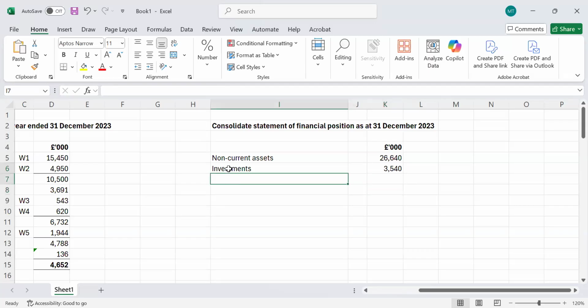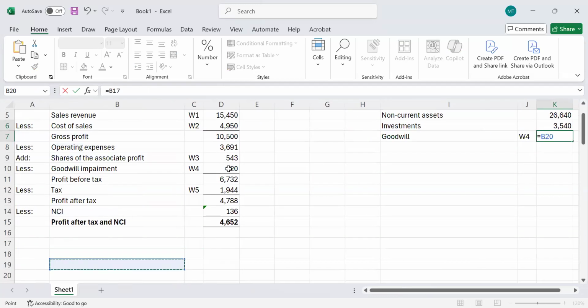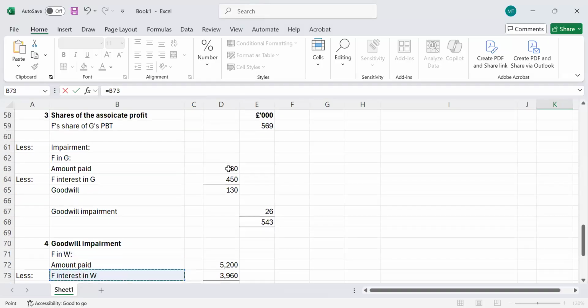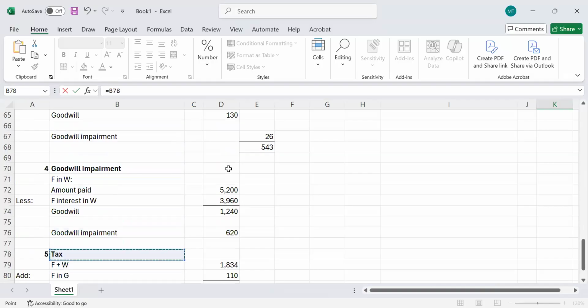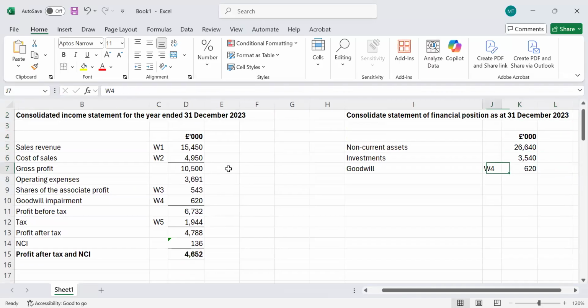Now goodwill. Right, we can do the cross-referencing because we have already calculated the goodwill figure in working 4. Simply go to working 4 and look at the goodwill figure. The goodwill figure is 1,240, but remember it has been impaired by 50%. So 50% of 1,240 will be 620. Just take this number. So goodwill is worth 620,000 pounds now, after taking into account the effect of impairment.